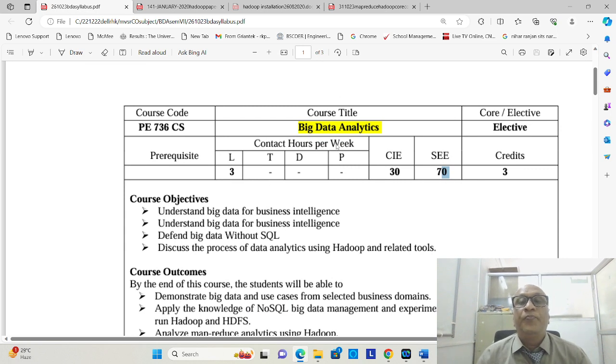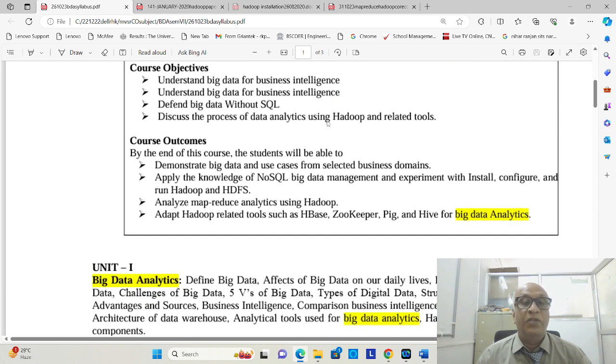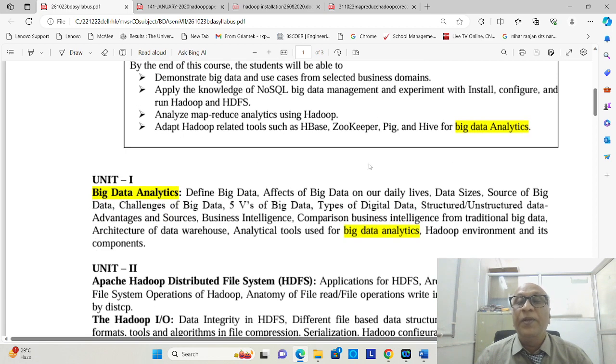being recorded for the subject Big Data Analytics. The target audience is Semester 7 Computer Science and Engineering students. Today's focus of discussion will be this topic, Hadoop environment and its components. So let us first look at the places where Hadoop was mentioned in our previous study materials.